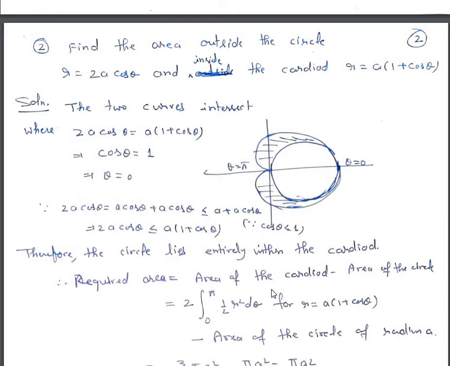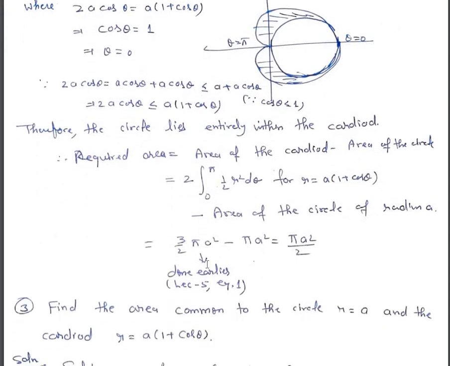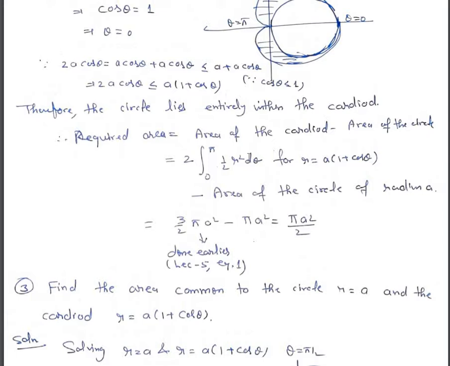Now we have already found the area of the cardioid as 3 by 2 pi a square, which was done in lecture 5, example number 1, and the area of the circle whose radius is a is pi a square. So therefore we have 3 upon 2 pi a square minus pi a square, which is pi a square upon 2. But in the examination you will have to do the whole thing. I mean, you just cannot write like this. You will have to show that this area comes out to be 3 upon 2 pi a square.